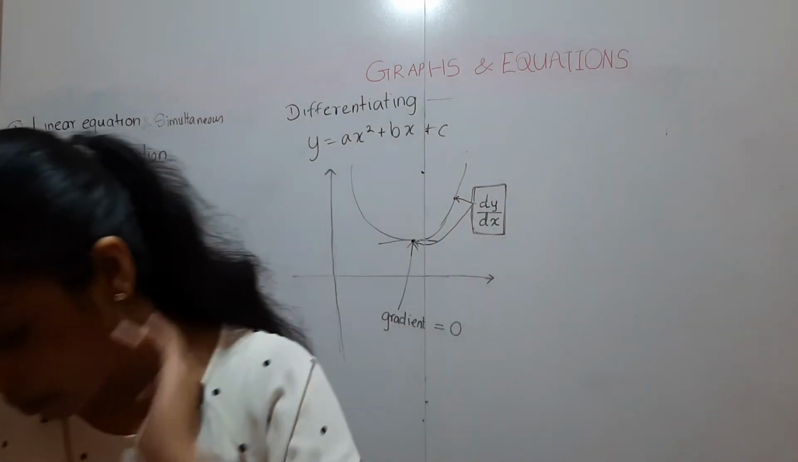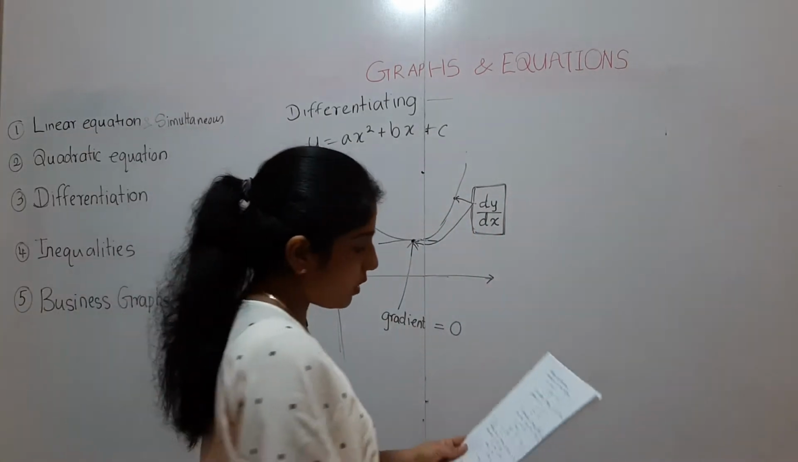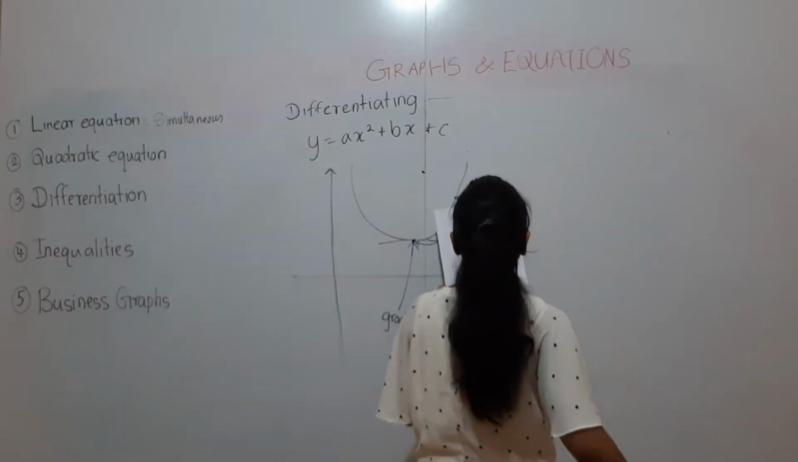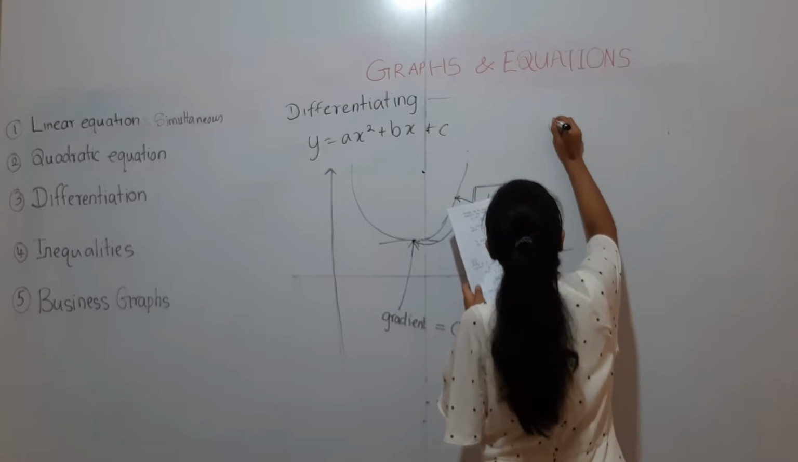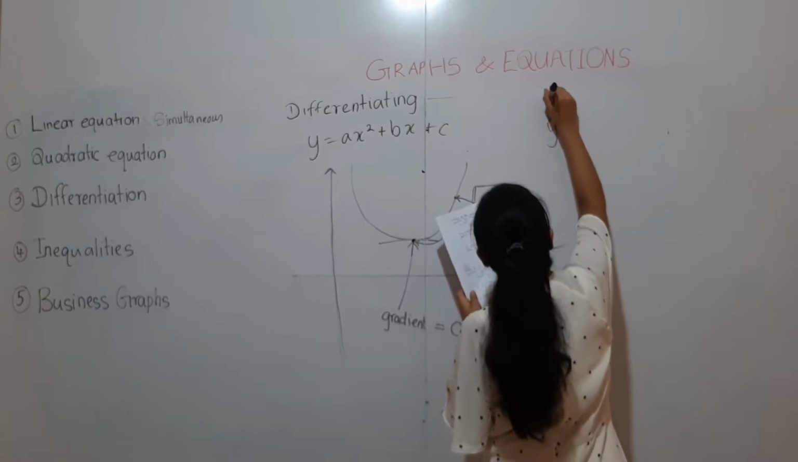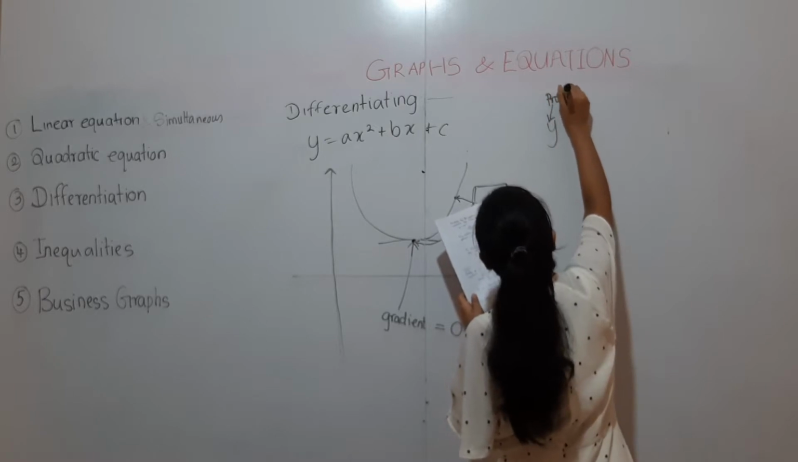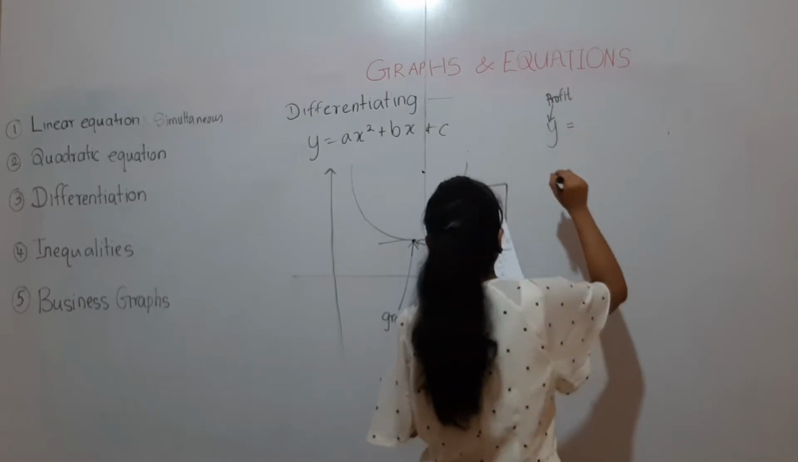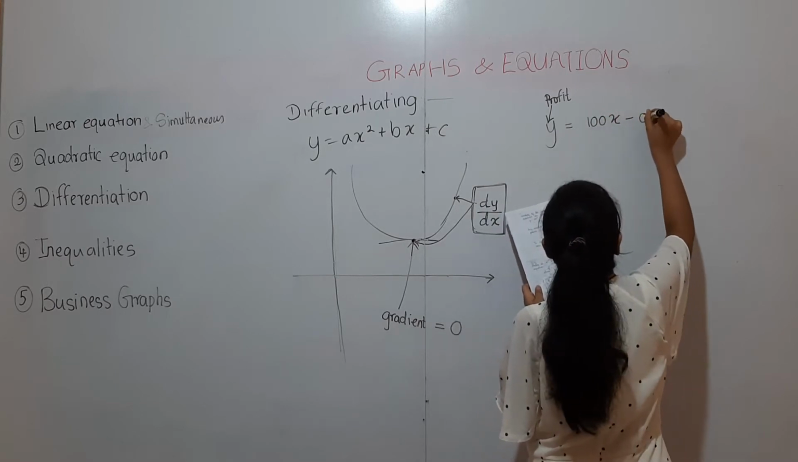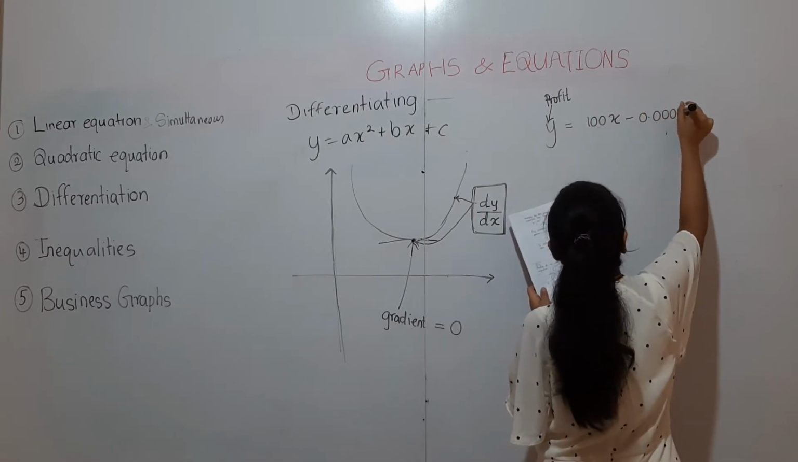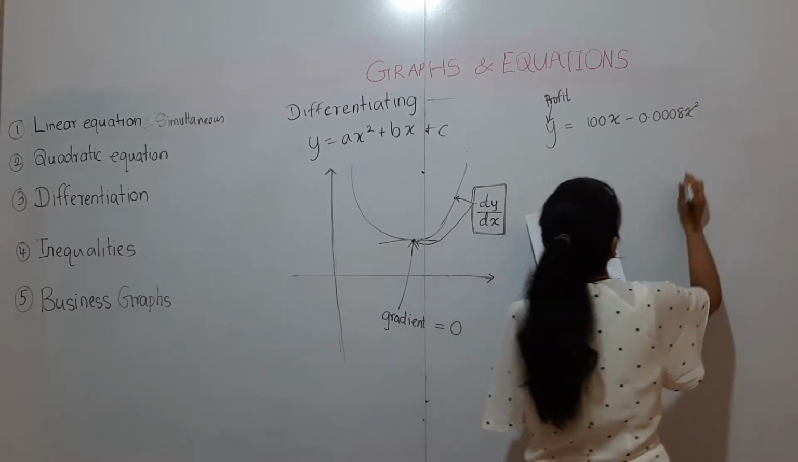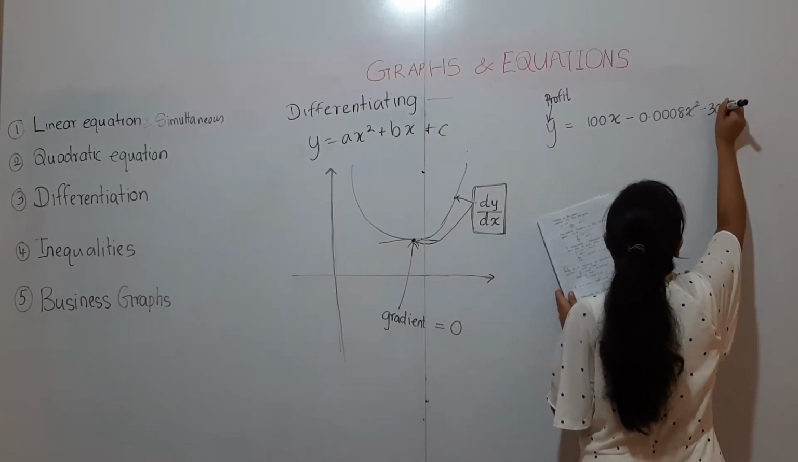Let's take the example. Profit of a company is described by the equation. They have given the profit equation as y equals, now y, since they give a profit equation, y should only be equal to profit. y equals 100x minus 0.0008x squared minus 300,000.